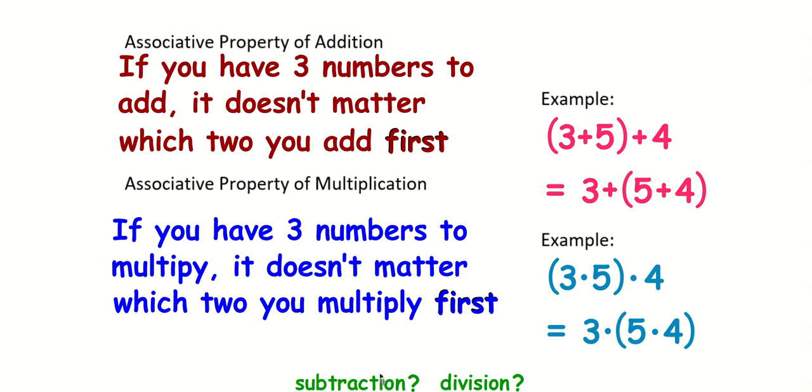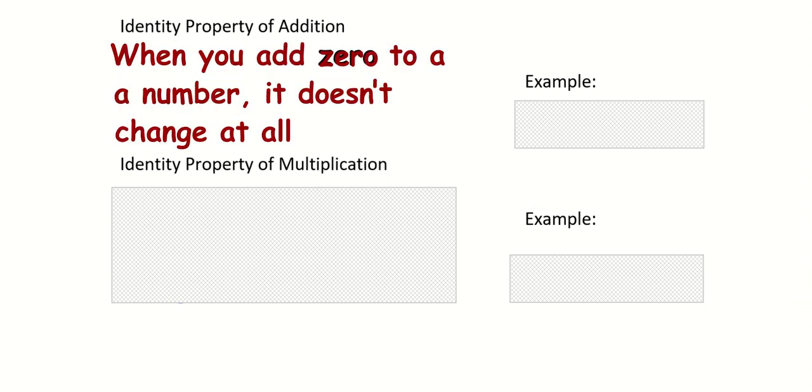You could probably figure out for yourself why this property wouldn't work with subtraction or the operation of division. Next, we would have what's called the identity property of addition as well as multiplication. So identity, like think of identity theft, or think of your identity, losing your identity, or someone stealing your identity. It's a good name for this property, because here's what this property says.